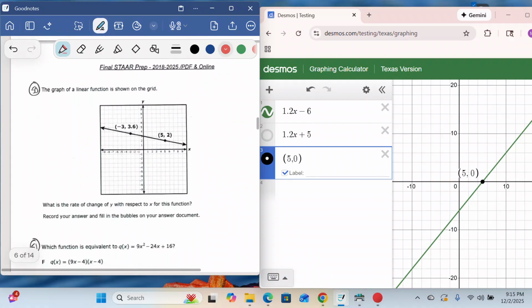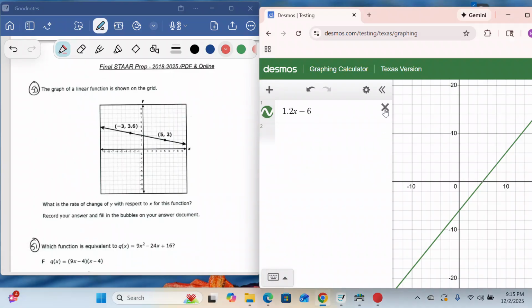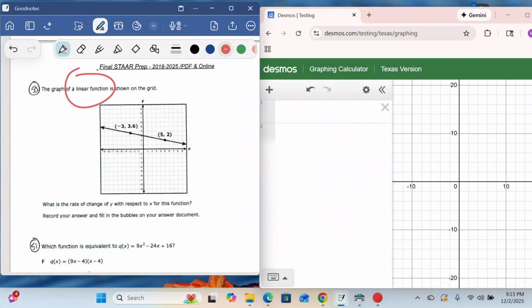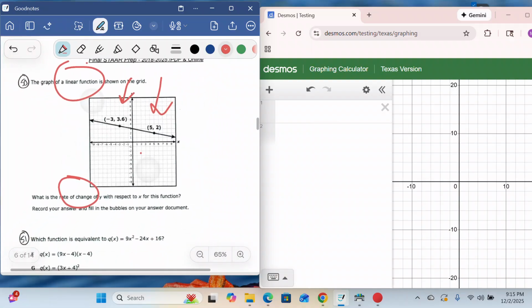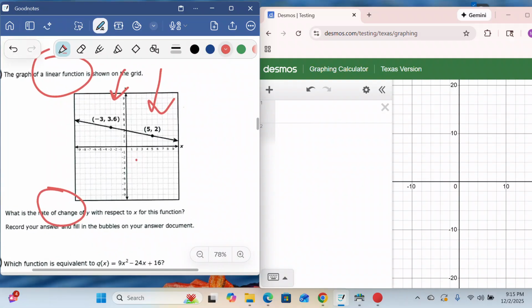Okay, the next one is an easy one. This one is a table. The key word here is you have a linear equation, a linear function, and you're giving me 2 points. They're giving me one right there and one right there, and they're asking for our rate of change. Of course, I'm given these 2 points, and all they're asking for is rate of change, which is another word for slope.